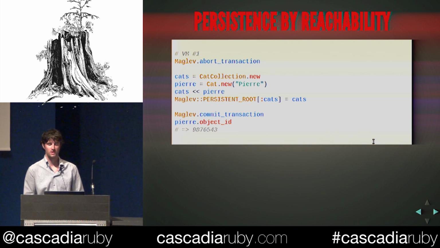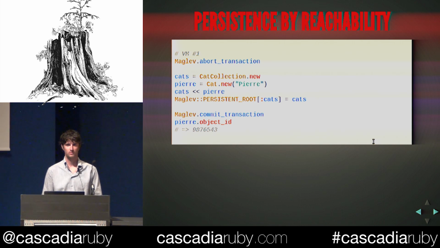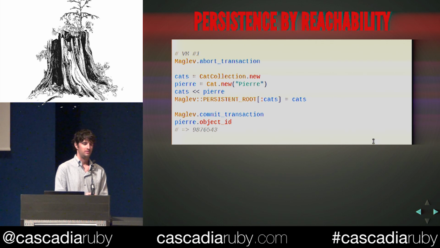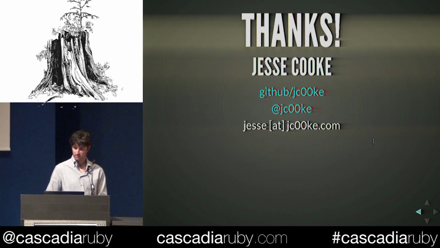Now there's something in GemStone S and in MagLev called persistence by reachability. The notion of persistence by reachability is that I don't have to persist every object in my graph. So let's look at a really simple graph. I have this class called a cat collection, right? And right now, the cat collection is holding my cat Pierre. Now notice that I'm persisting the collection itself.